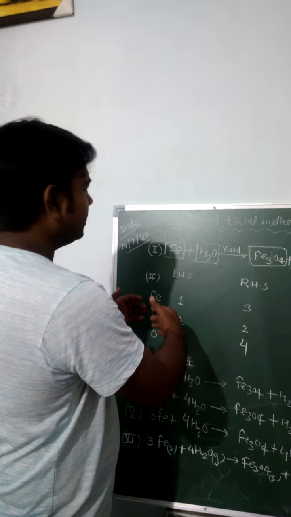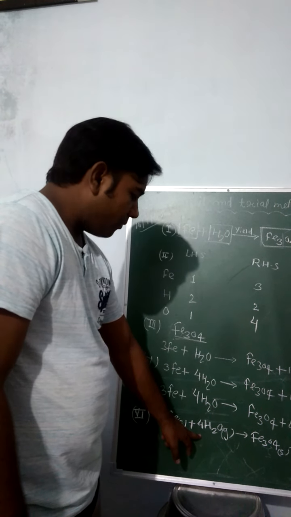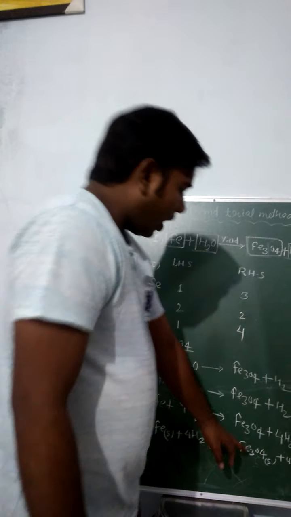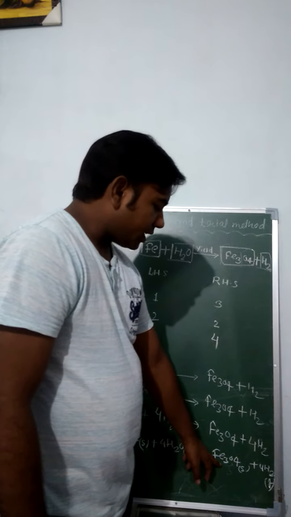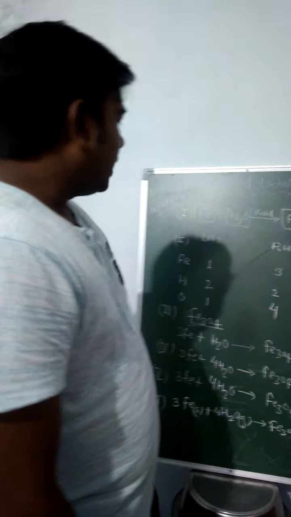To make it more informative, we have to give the state of the elements or compounds. So iron, it is present in solid state. Water, it is present in gaseous state. Iron oxide, it is present in solid state, and hydrogen, it is present in gaseous state. Now students, through this method you can easily balance a chemical equation.